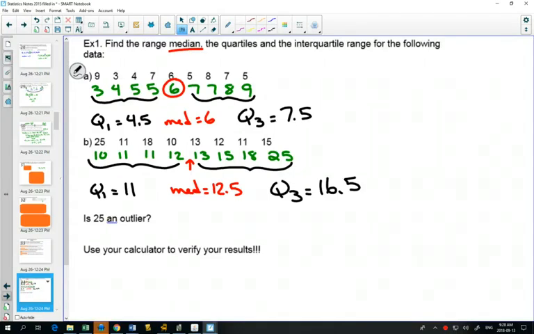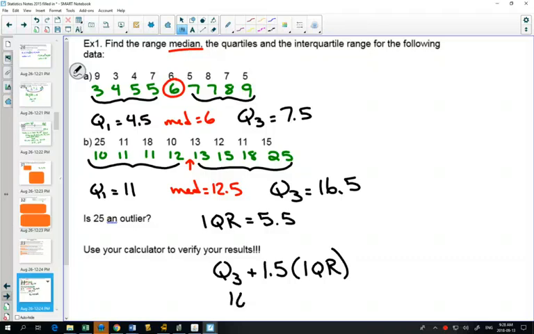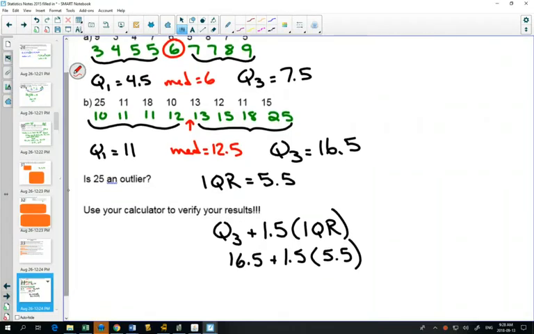In part B, we would then say that our interquartile range, the difference between quartile 1 and quartile 3, is 5.5. And if we take quartile 3 and add 1.5 times our interquartile range, we will get 16.5 plus 1.5 multiplied by 5.5, and that adds up to 24.75.